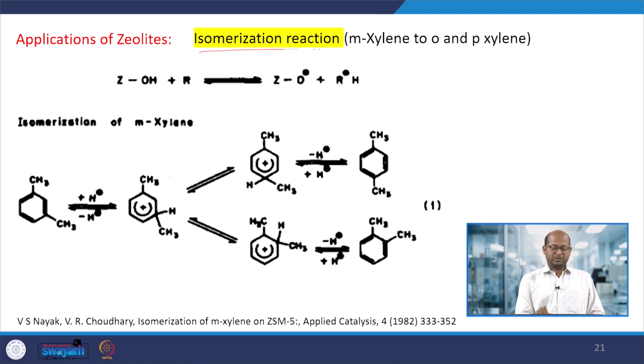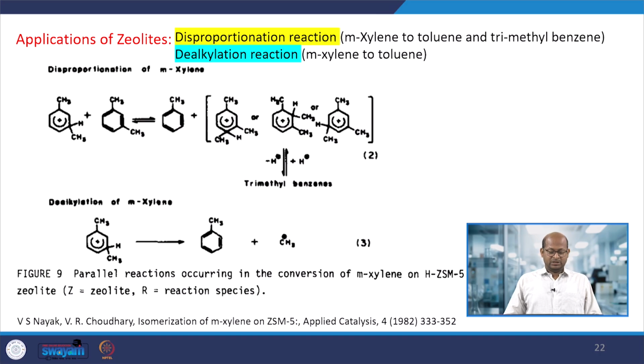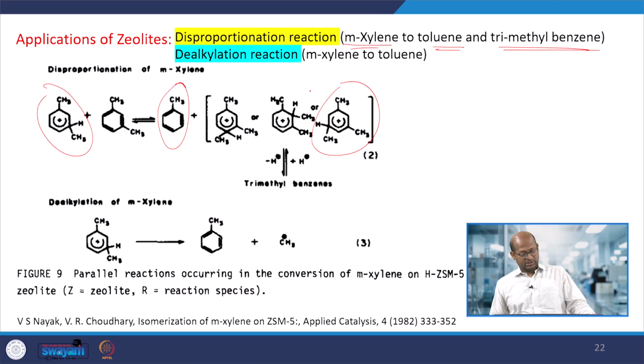Here's one isomerization reaction, where xylenes are converted to ortho- and paraxylenes. So this is our starting material, and here we can use zeolites as a catalyst to prepare these products. There are also disproportionation reactions, where xylenes are converted to toluenes or trimethylbenzenes. Here we initially took meta-xylene, and using a zeolite catalyst we can prepare toluene and also trimethylbenzenes.